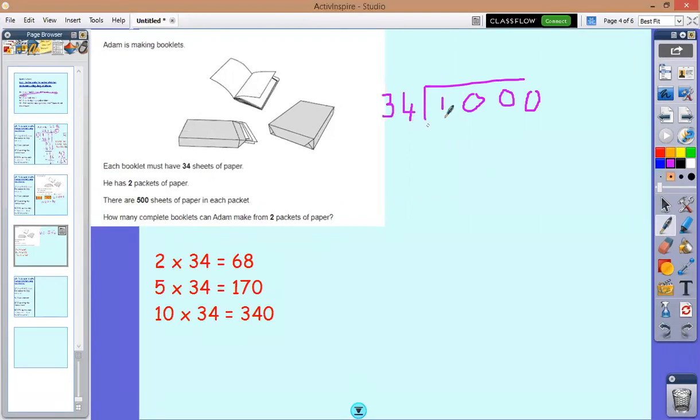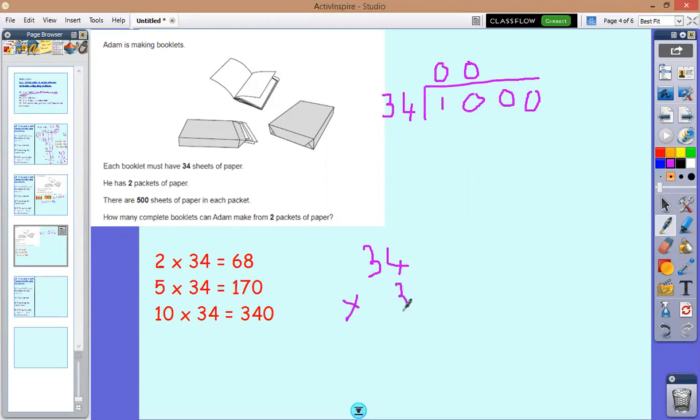Now, how many 34s go into 1? Okay, well, that's going to be 0. Then I look across at this 2 here. How many 34s go into 12? Well, they're still going to be 0. So now I'm looking at how many are going to go into 120. Okay, so I can see here that 2 times 34 equals 68. So I'm going to try and see if 34 times 3 gets me closer to 100.